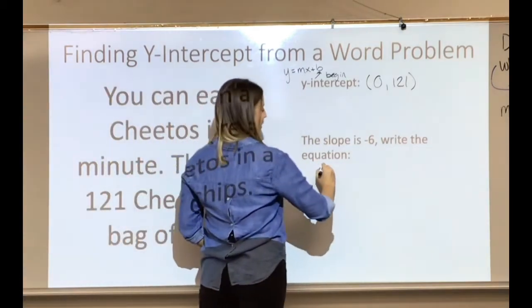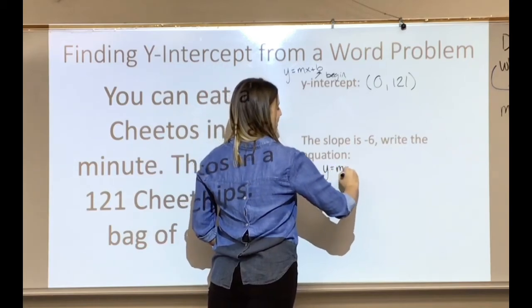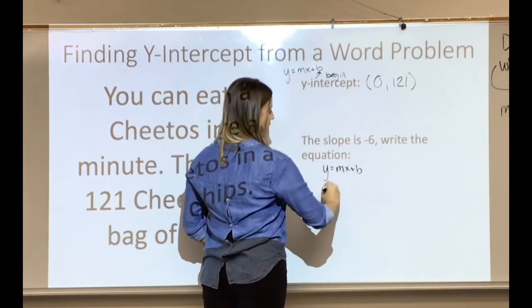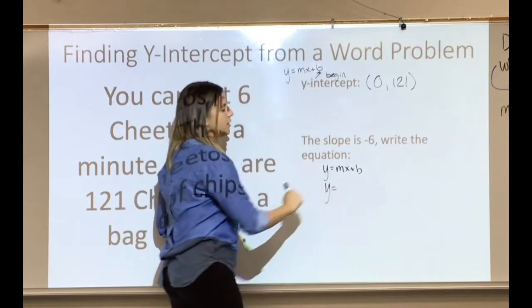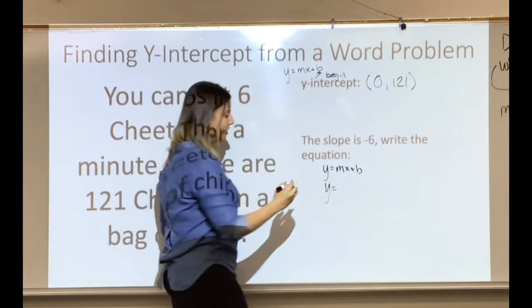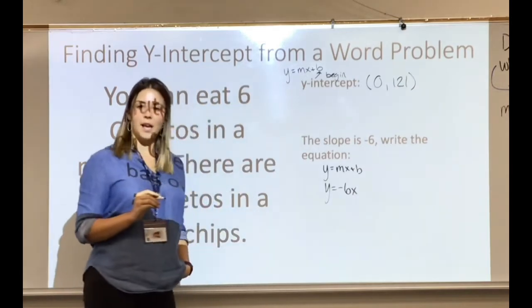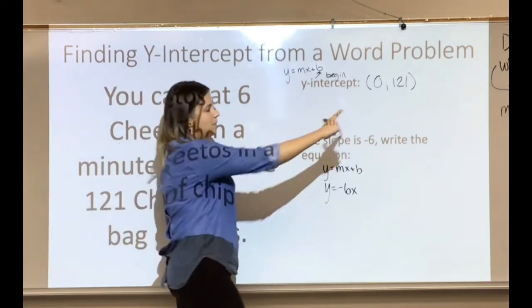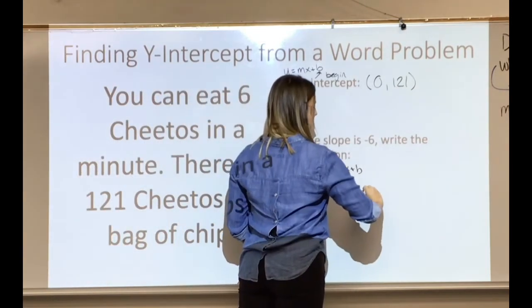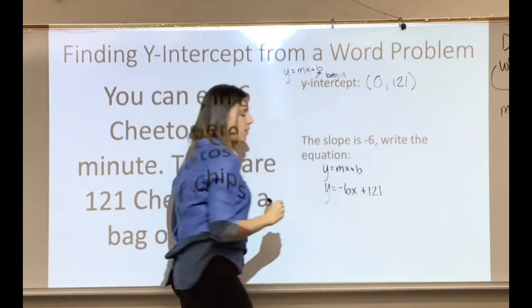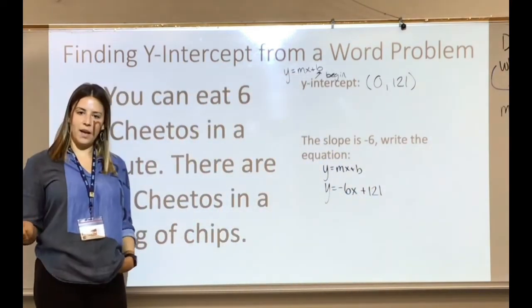And so let's talk about what our equation is going to be. So we have y equals, our slope is -6 because you're eating Cheetos. You're getting less and less. It's connected with the x. And then my y-intercept is 121 because I'm beginning with 121 Cheetos in my bag.